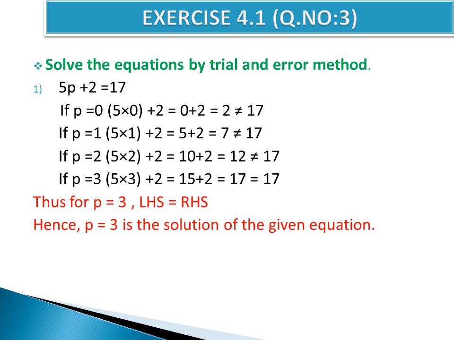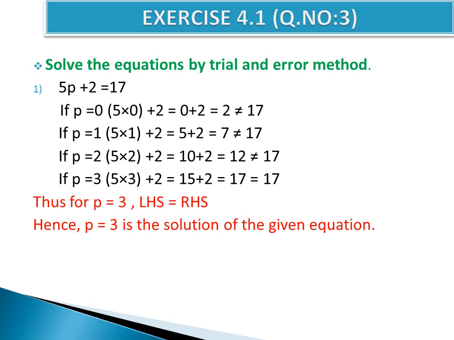And then we'll take p is equal to 1. 5 ones are 5, plus 2 is 7. 7 is also not equal to 17. Next we'll take 2 in place of p. 5 2s are 10. 10 plus 2 is 12. 12 is also not equal to 17. Next we'll take p is equal to 3. 5 3s are 15. 15 plus 2 is 17.